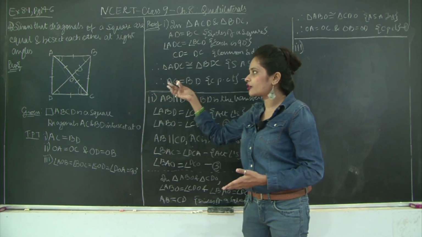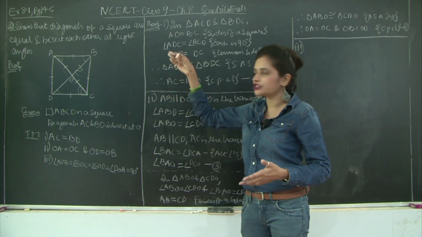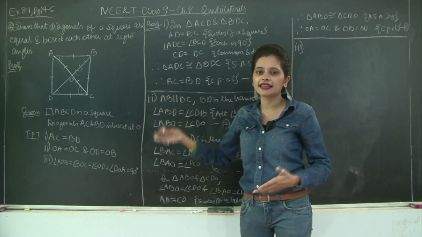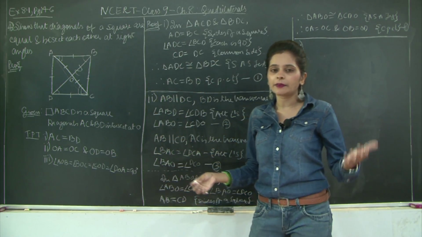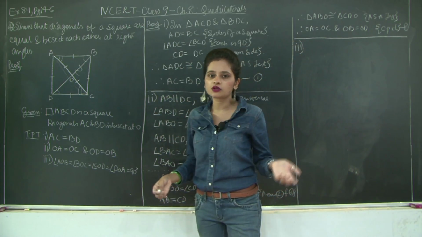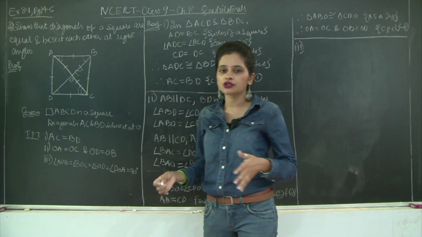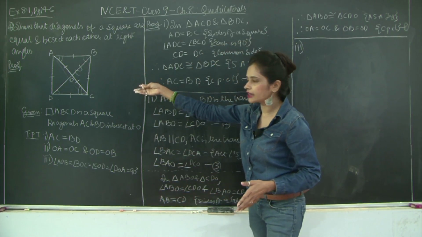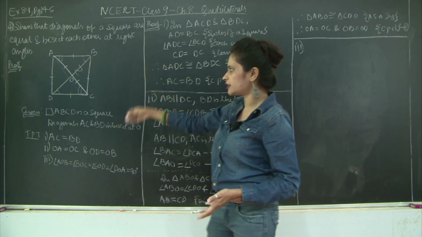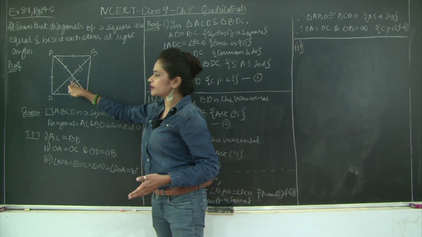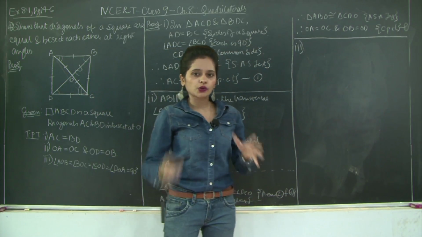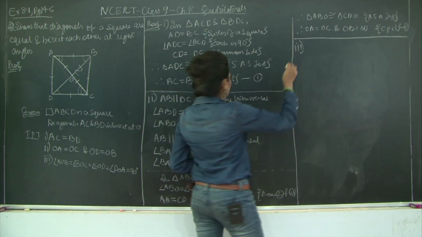So if instead of COB, I just take AOB, I can say twice angle AOB is 180 degrees. That means angle AOB is equal to 180 degrees divided by 2, which is 90. Therefore, angle COB is also 90 degrees. Similarly, we can prove that these two angles are also 90 degrees. Don't worry, we are going to write it down.